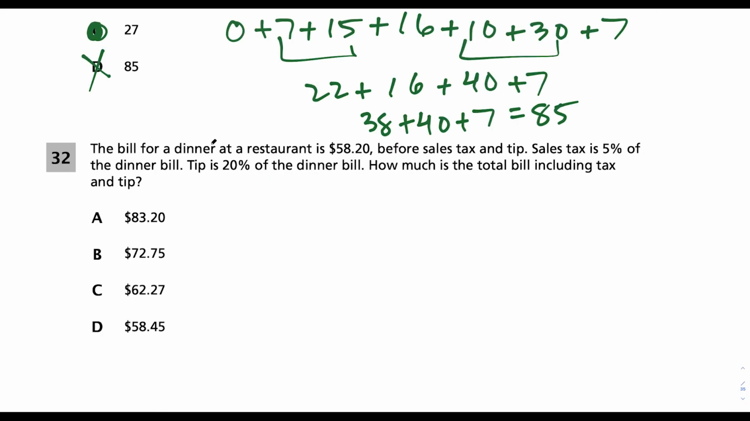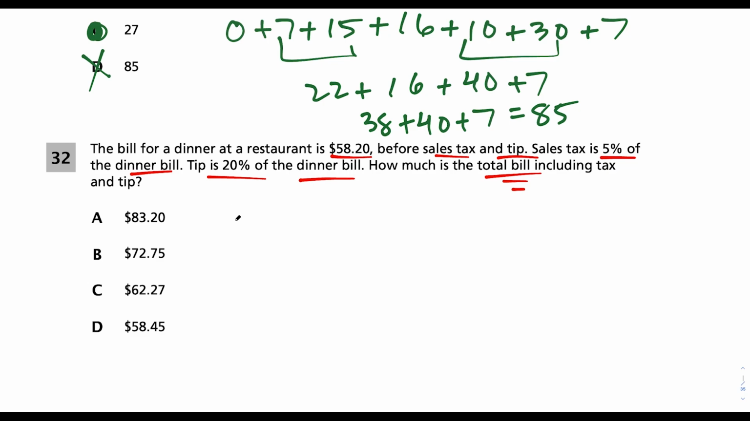Question 32, the bill for a dinner at a restaurant is $58.20, and this is before sales tax and tip. Sales tax is 5% of the dinner bill, and tip is 20% of the dinner bill. How much is the total bill, including tax and tip?